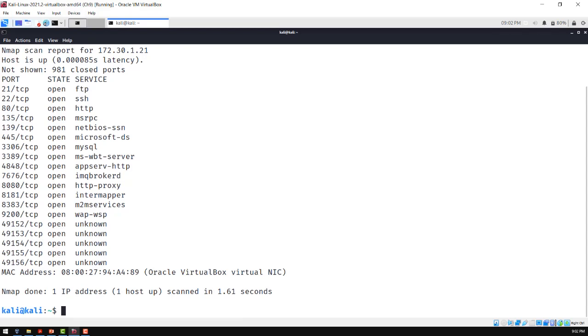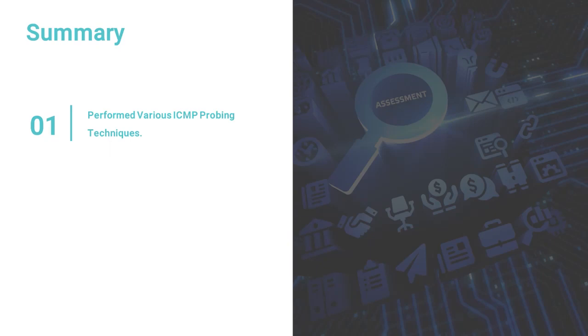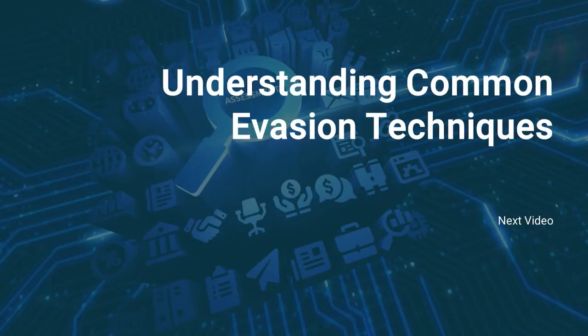These are various methods and techniques which can be used if a host device, whether it's a firewall or a router, contains any sort of security rules or access control lists that may be restricting ICMP messages from being processed. In this video, you discovered how to perform various ICMP probing techniques using Nmap on Kali Linux. In the next video, we'll take a look at understanding common evasion techniques.